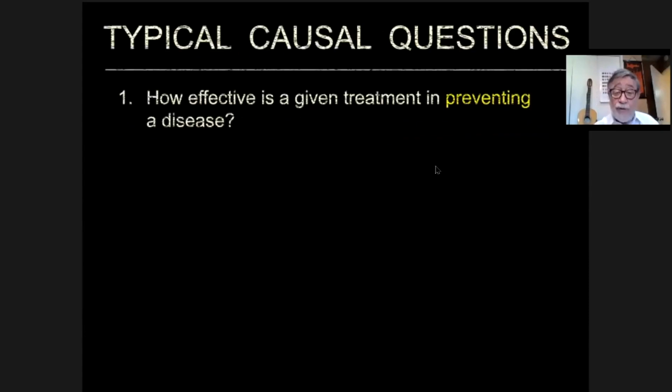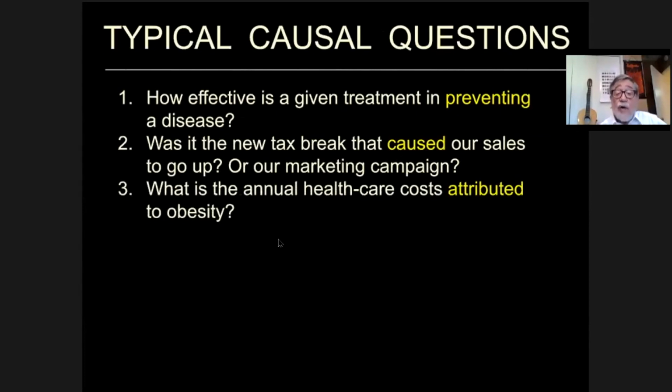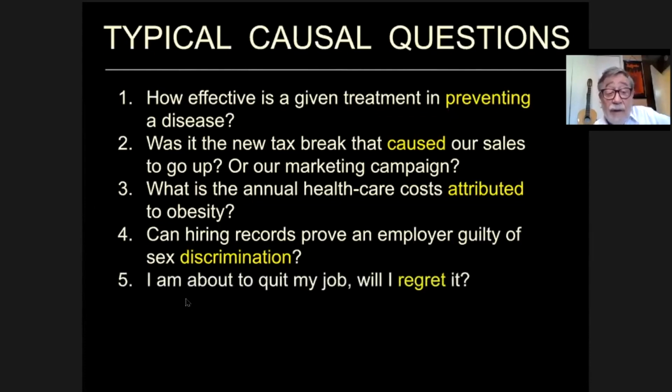So give me an example of a causal question, and here are some examples. How effective is a given treatment in preventing a disease? Was it the new tax break that caused our sales to go up? Or our marketing campaign? What is the annual healthcare cost attributed to obesity? These are all questions that come up again and again. You can read about it in the New York Times, in the Wall Street Journal, whenever people are talking about attributing, preventing, causing, especially nowadays, when they're talking about discrimination and fairness in machine learning. Can we prove the employer guilty of sex discrimination on the basis of the record? And here's a personal decision: I'm about to quit my job. Will I regret it? Regret is another thing.